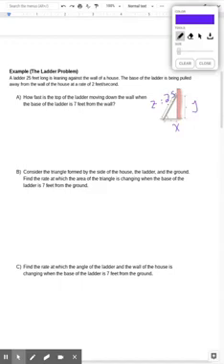So how fast is the top of the ladder moving down the wall when the base of the ladder is 7 feet from the wall? So we're trying to find whatever y is when x is 7. We're trying to find the rate that the ladder is moving down the wall, so we're looking for dy/dt. And if x is 7 and z is 25, you can use the Pythagorean theorem to find that y is going to be 24 feet.